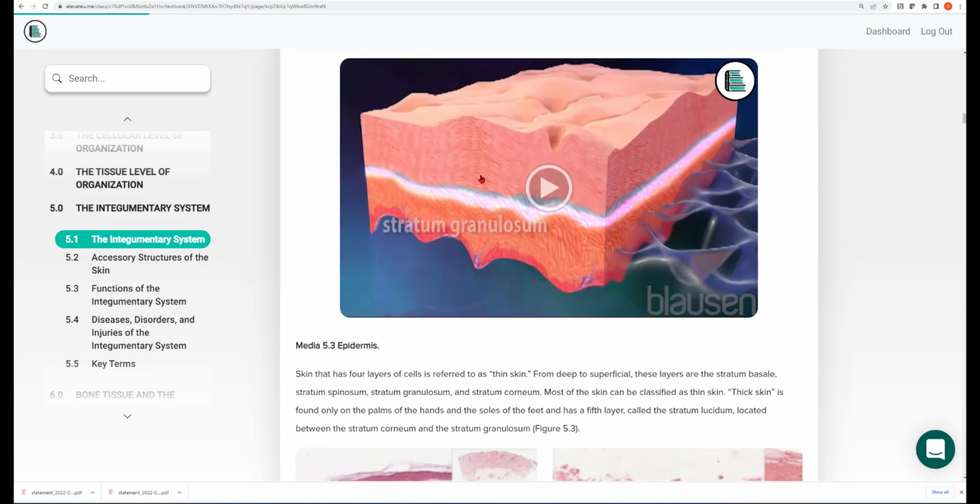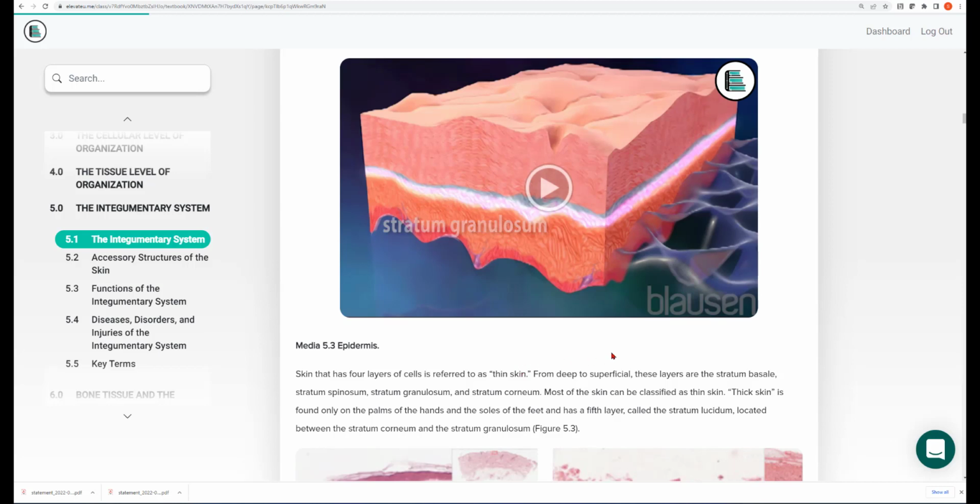Now, I said there were either 4 or 5 layers of cells in the epidermis, and that depends on if we're talking about thin skin or thick skin. The majority of the skin in your body is thin skin. Okay, and this thin skin has 4 layers, and those layers are as follows. We'll see them better in a moment.